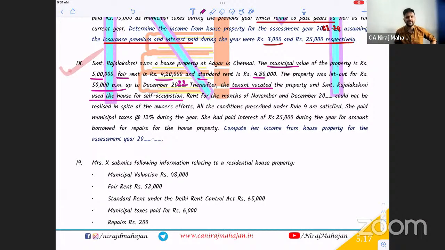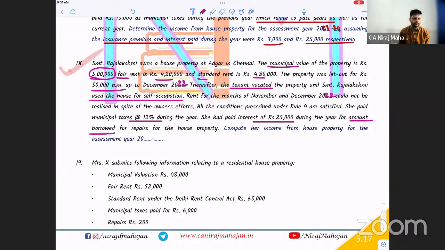Rent for the months of November and December 22 could not be realized. That means you did not get the money in spite of the owner's effort. What case is this? Unrealized rent. All conditions of rule 4 are satisfied. She paid municipal taxes at the rate of 12%. Now, first time they are writing only 12%. Understood? We take percentage of which figure? Of municipal value. Municipal value is how much? 5 lakhs.